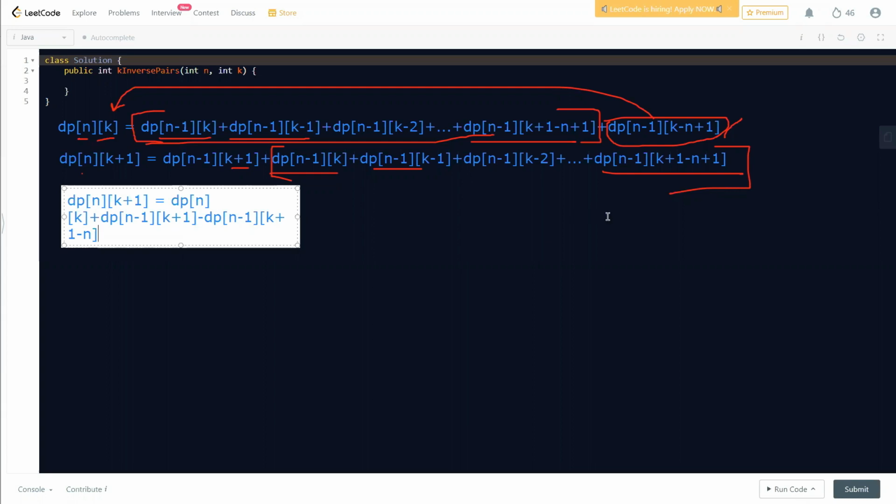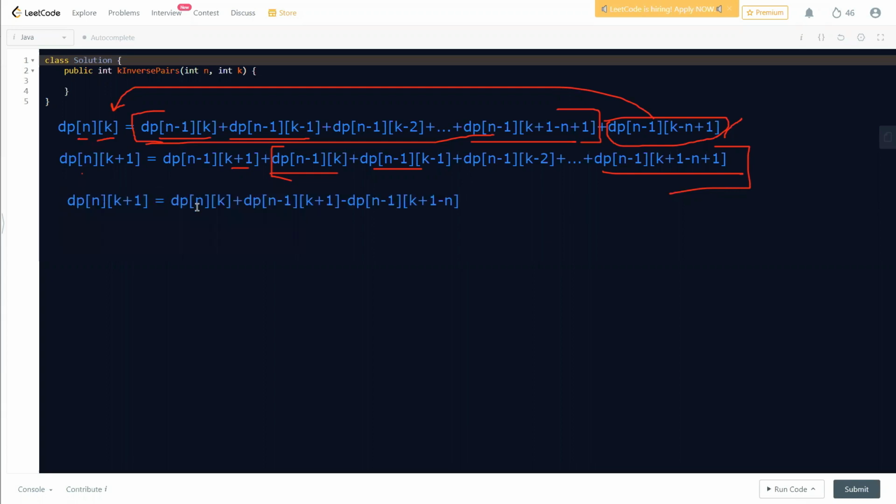So we can find out that dp of n, k plus 1 is actually dp of n, k, which we are taking from over here, minus dp of n minus 1, k minus 1, that's the element over here, and dp of n minus 1, k plus 1. This element we are putting over here, fine. So isn't this the equation we are coming across? If we are finding dp of n, k plus 1 given a number n, meaning k plus 1 inverse pairs, then we know there should be dp of n, k inverse pairs plus this formulation, fine.